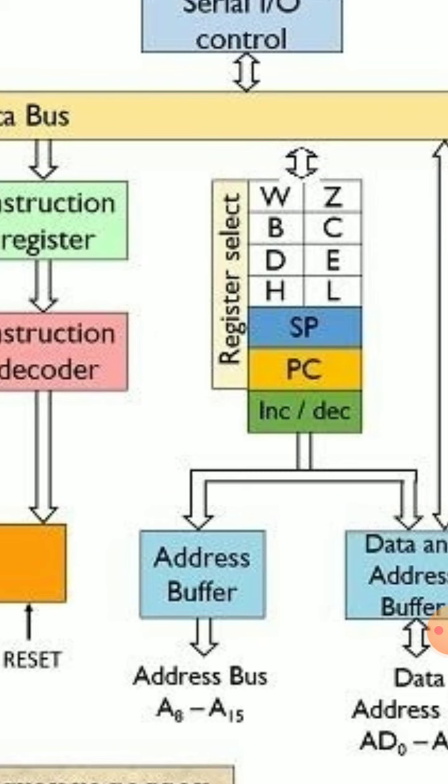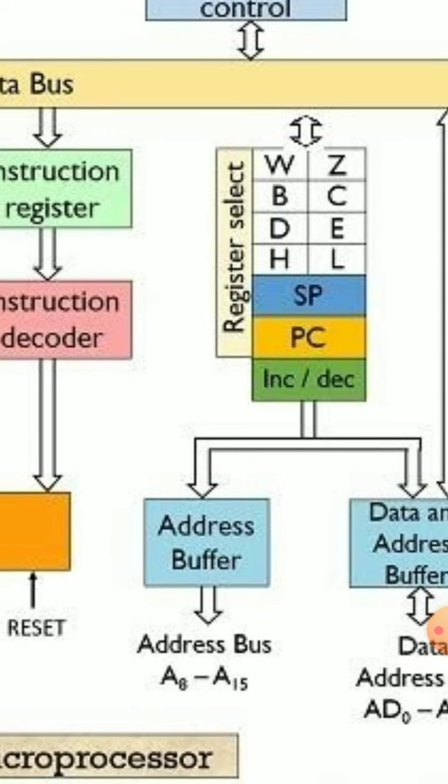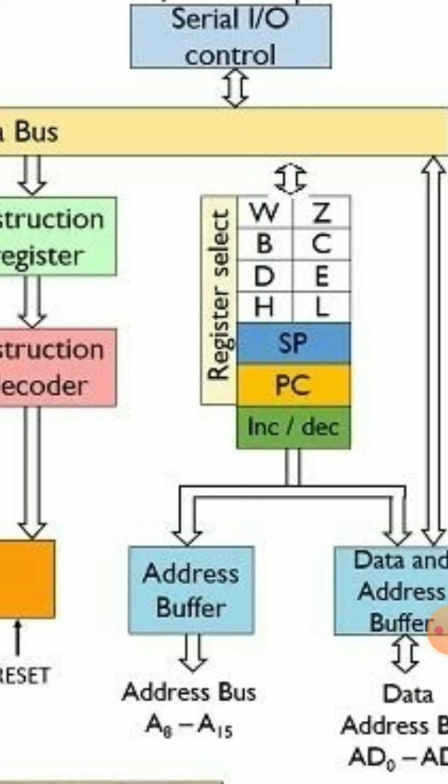So here B, C, D, E, H, L are 8-bit registers. Okay, we can access the 8-bit data, right? If you want to perform 16-bit operations using these registers, the pairing concept is there. In the 8085 microprocessor we have three different types of pairs: the BC pair, DE pair, and HL pair. Only these pairs. You cannot combine them like BE or DC.